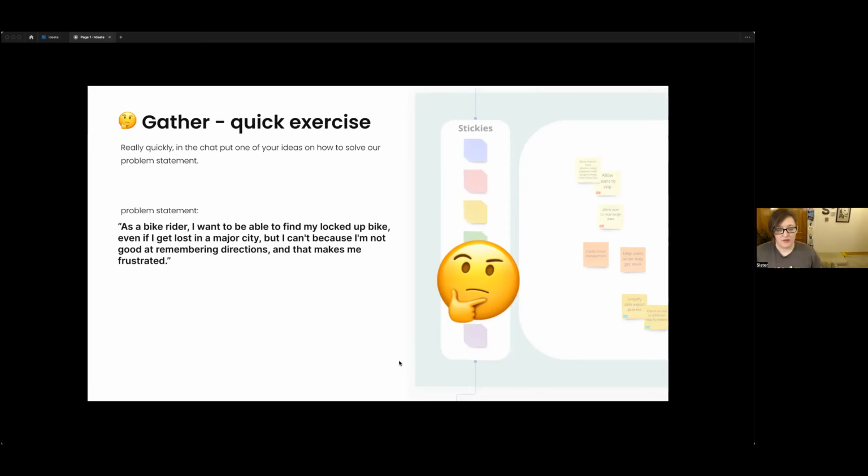And then I have a quick exercise here too. So in the chat, put one of your ideas on how to solve the problem statement. These are real ideas this time. As a bike rider, I want to be able to find my locked up bike, even if I get lost in a major city, but I can't because I'm not good at directions.